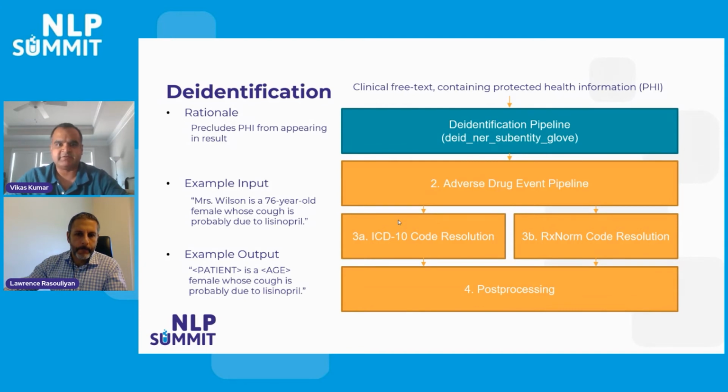So here we have an example input to this stage of the pipeline might be, as listed here, Mrs. Wilson is a 76-year-old female whose cough is probably due to lisinopril. And an example output of this step would be the same text in which the PHI has been replaced with tags. So you see patient is an aged female whose cough is probably due to lisinopril.